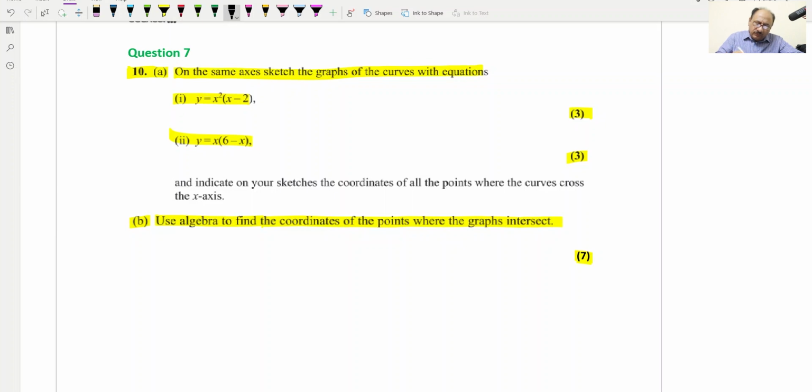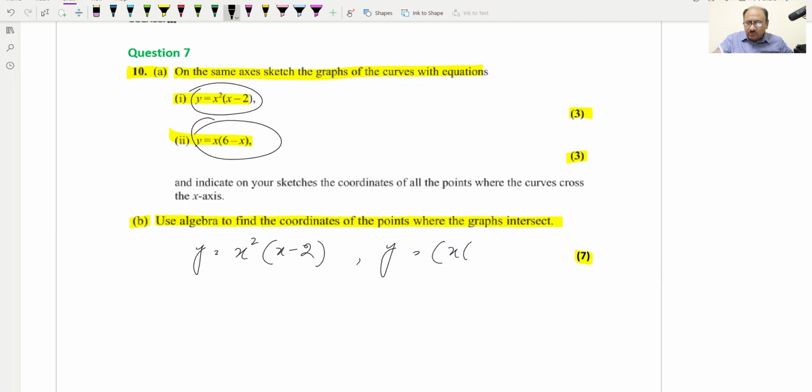So for points of intersection, we know we are equating the equations, so we'll equate these two given equations and solve by algebra. So y is equal to x square into x minus 2, and the second equation is y is equal to x into 6 minus x.